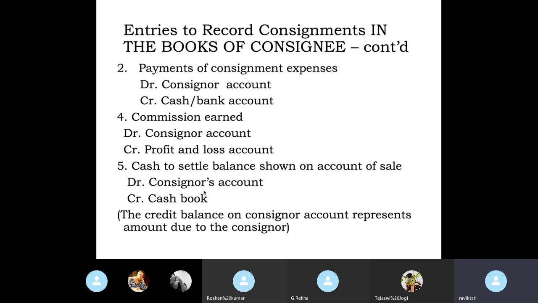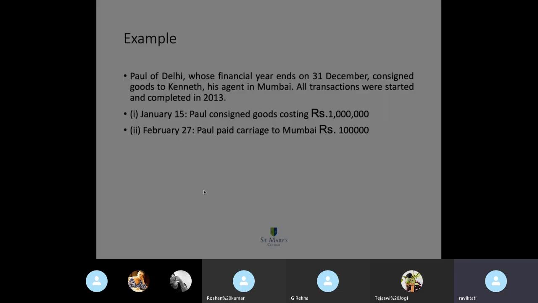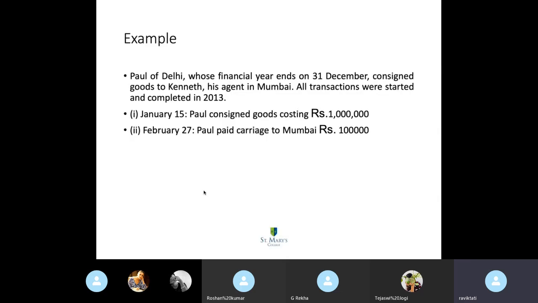The consignor's account debit to cash. Now, this is a small example. Okay, you can see it later on.